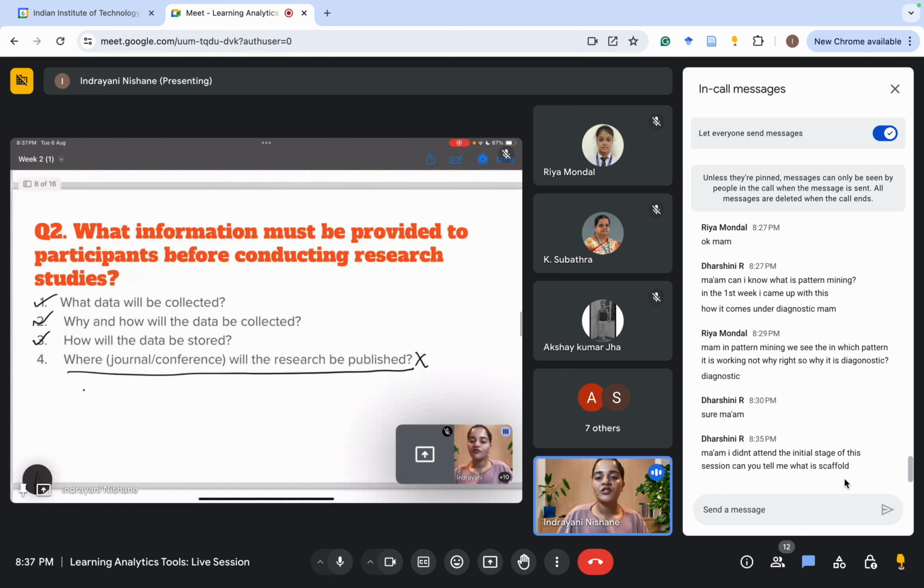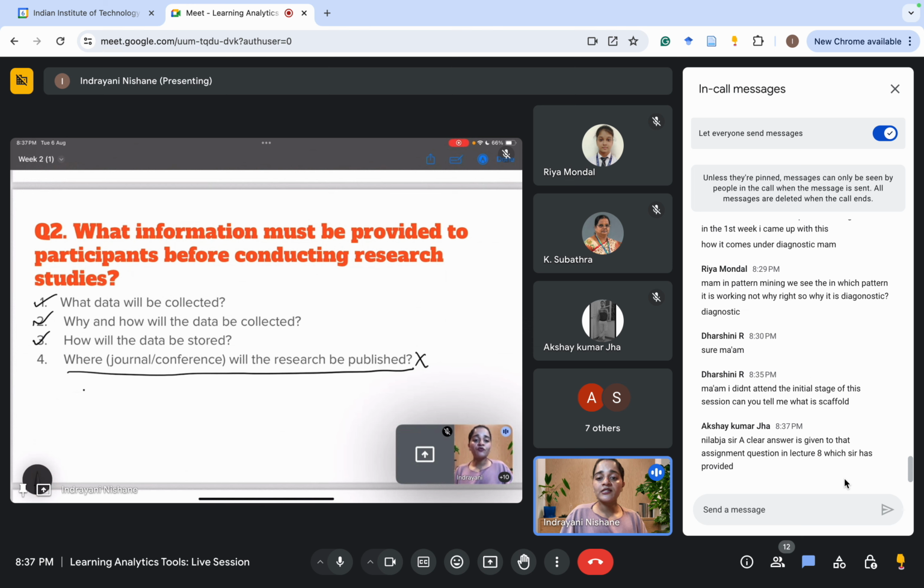Now, what information must be provided to participants before conducting the research? What data will be collected, why and how that data will be collected, how we will be storing that data, whether we will be anonymizing it, and that we will not be sharing it with others. All this information we need to share in the informed consent with all the learners.